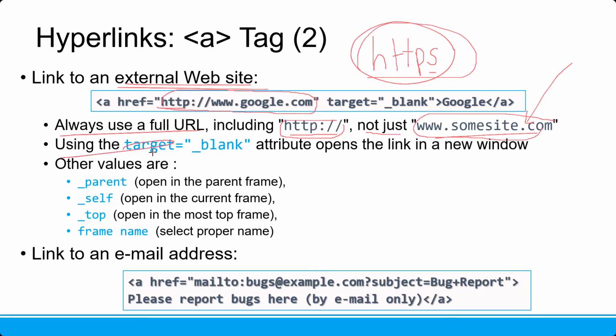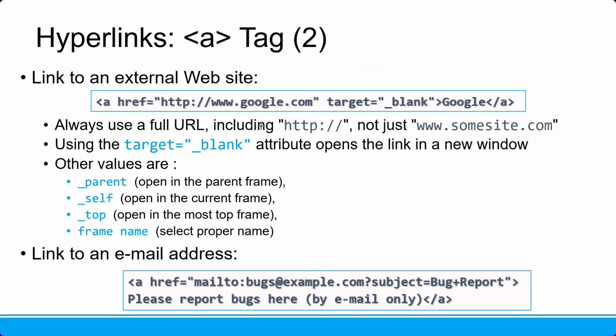The target can have several options. For example, if I specify underbar blank, it means it will open the link in a new window. If you have underbar parent, so it will open in the parent frame. If you put self, it will open in the current frame. If you put top, it will open in the most top frame. Or it can specify the particular frame name. So it depends how you want to define the target.